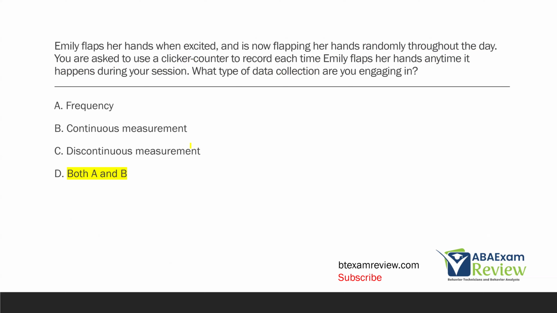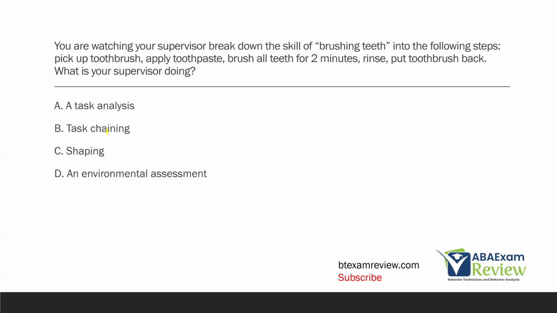This question is a good example of why you read every answer choice, because A, although it was correct, if you would have stopped at A, you're going to miss the question because B was also correct. We're looking for the best answer, the most complete answer. We have to read every single answer choice every time.